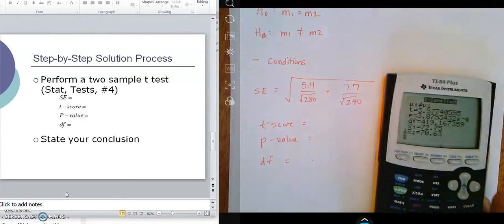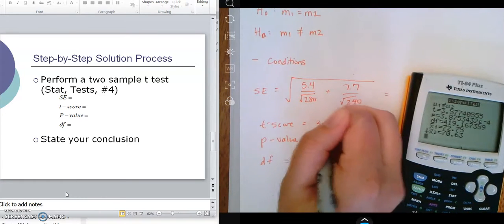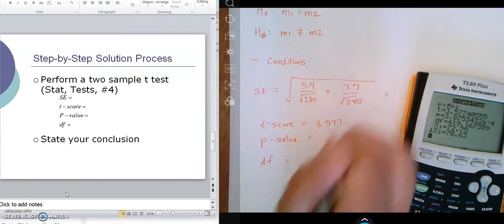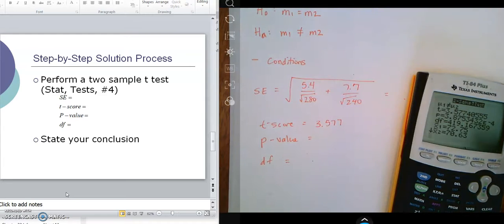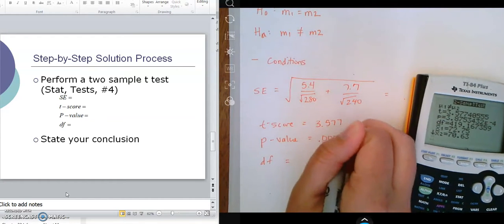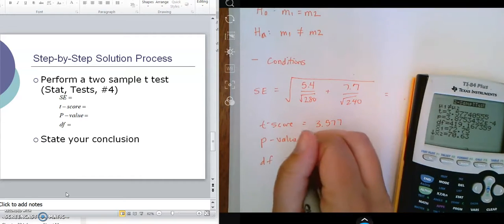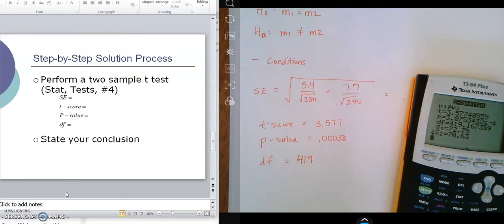So this gives you the rest of your information. My t-score is 3.577. My p-value, be careful of that e to the negative 4. It cannot be greater than 1. This is not possible, so don't put 3.8. It is 0.00038. And my degrees of freedom's right here, 419, which is fine. Okay, so make sure you write all those down.